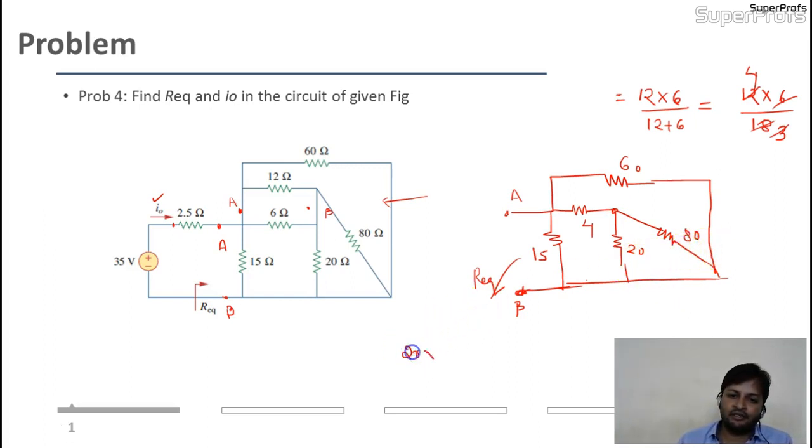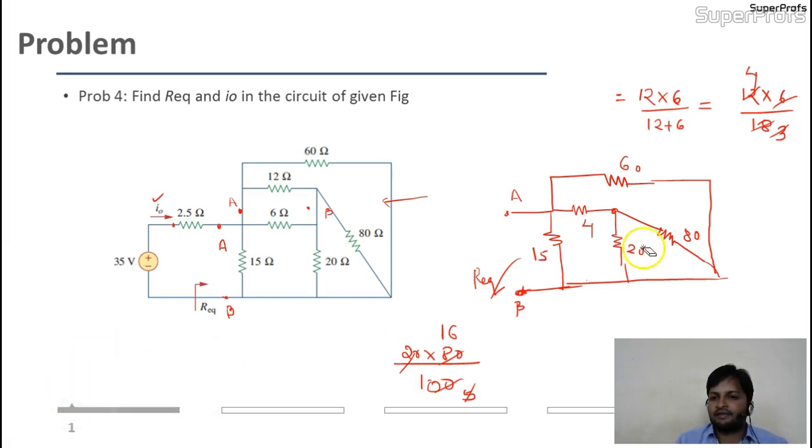So the combination is 20 into 80 divided by 20 plus 80. So it's 100. 1600 divided by 100 is 16. This is the 16. So I can replace this combination of 80 and 20 by 16. Correct.